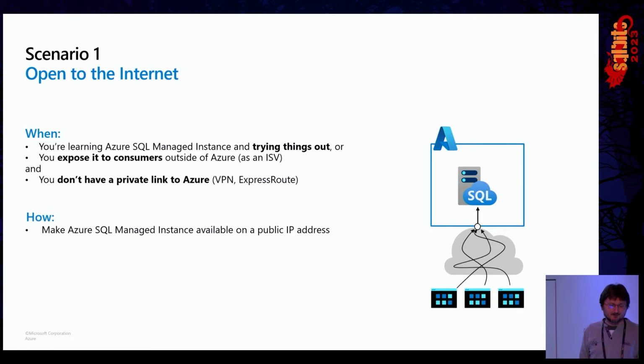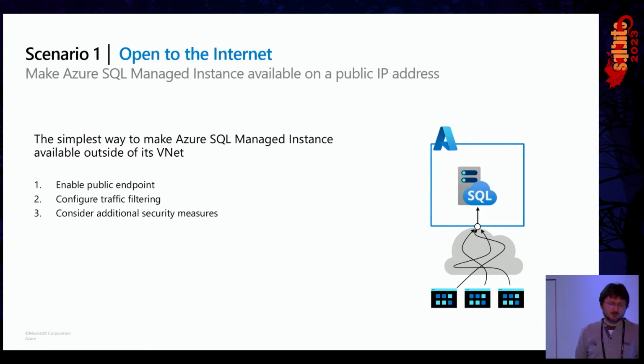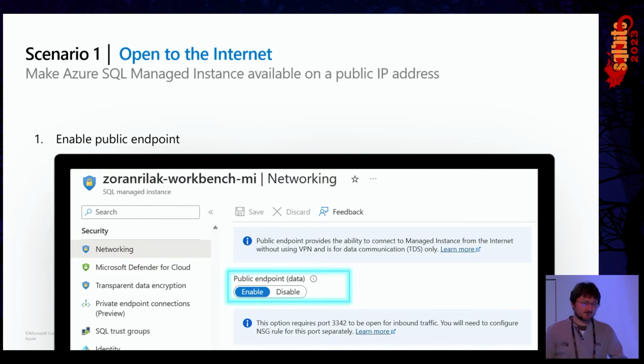But how do we do this? There are three things that we need to do. Obviously, we'll need to enable the public endpoint. We will also need to allow the inbound traffic on that port, and we need to consider any additional security measures for that part. So to enable the public endpoint, this is fairly simple. You just go to the networking tab, or the, what's the word, blade. Yes, networking blade, and flip the toggle from disable to enable. Would anyone venture to guess why this says public endpoint data here?